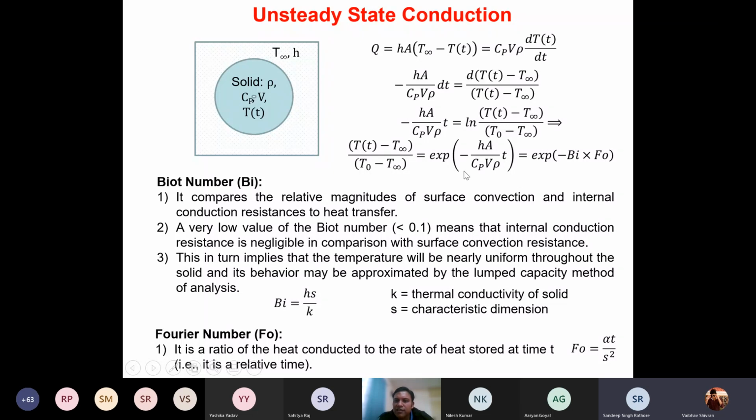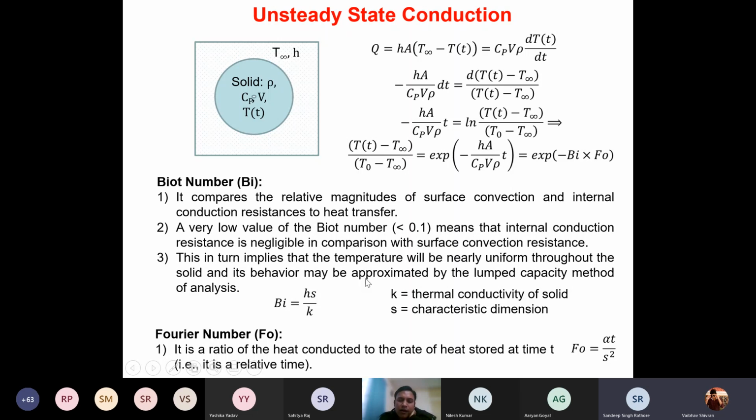If we rearrange everything, what we get is (T(t) minus T infinity) divided by (T naught minus T infinity) is given as exponential of minus hAt by rho Cp V. Okay. So again, this hAt divided by rho Cp V we can rearrange, and we can represent this in terms of two dimensionless numbers, and these two dimensionless numbers are Biot number and Fourier number.